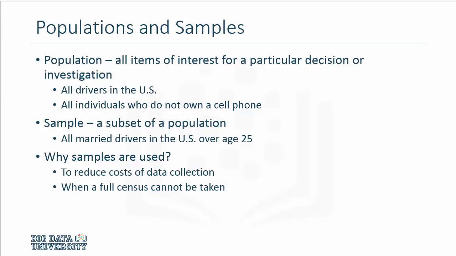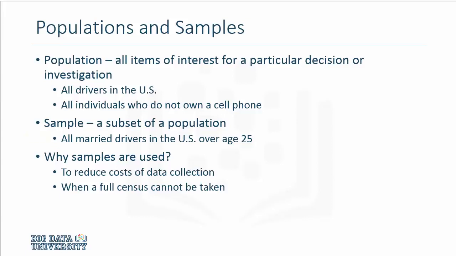The sample, on the other hand, is a subset of the population. So for example, if we have data on all married drivers over the age of 25, then that's a subset. And within that subset, if we were to randomly select 5% of those married drivers over the age of 25, that would be our sample.